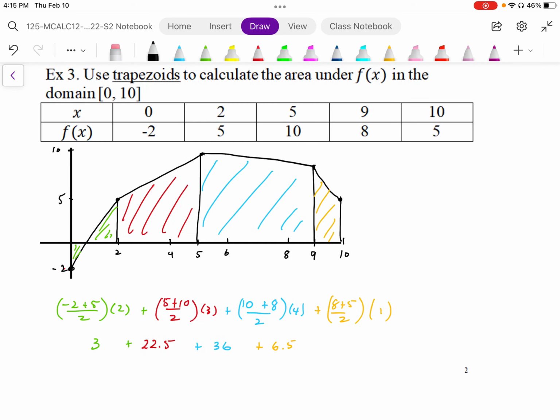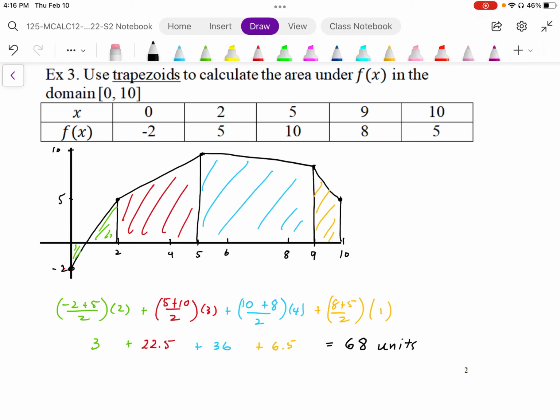Okay, we can find the area under the curve is going to be basically adding those all up. So we end up with 6 plus 2.5 is going to be 9. So 29 plus 3 is 32. Plus 36 is going to be 68. So we have a displacement of 68 units as the area under the curve.